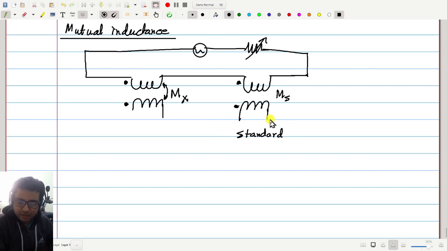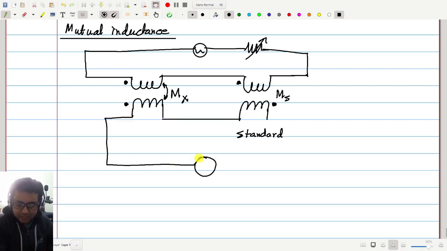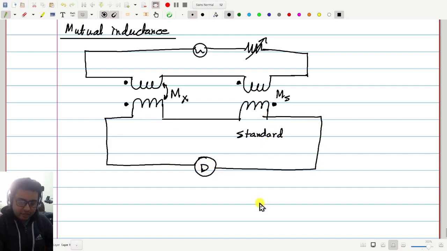I should have taken the dot other side. Then my drawing will be... Let me suppose the dot is here. Otherwise, my drawing will be ugly. Here I put a detector. Okay, so now this is the variable one. This is the standard one.